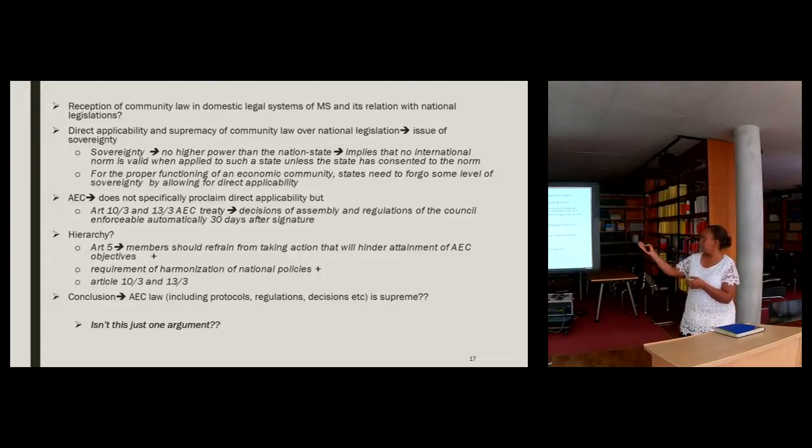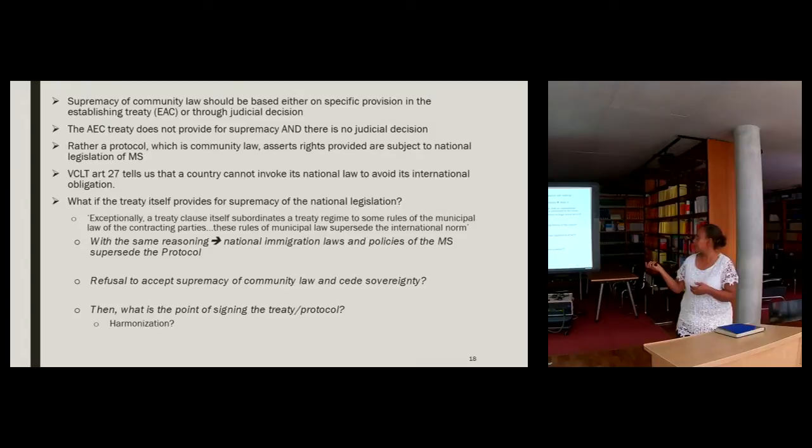And then with regard to the hierarchy, we can look at Article 5, which mandates member countries to refrain from taking actions which would undermine the objective of the AEC. Plus, there is also a requirement of harmonization, and of course the previous two provisions I've mentioned. We can conclude that AEC law is supreme to national legislation, but this is just one argument. Of course, these issues, direct applicability, hierarchy, and so on, obviously have a lot to do with sovereignty issues, whether or not the member countries are willing to surrender some part of their sovereignty.